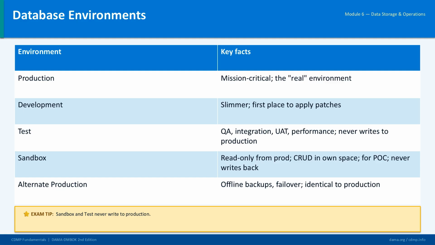Sandbox provides read-only connections to production, gives users CRUD rights in their own separate space for proofs of concept and hypotheses, and likewise should never write back to production. An alternate production holds offline backups and provides failover and resiliency, identical to production. The exam point to remember: sandbox and test environments never write to production.